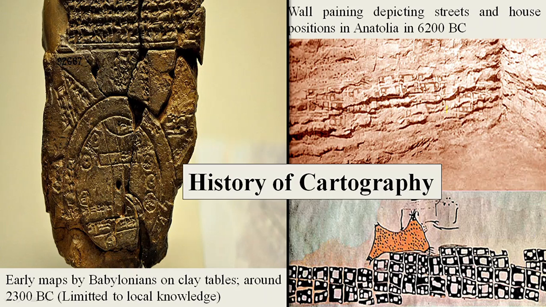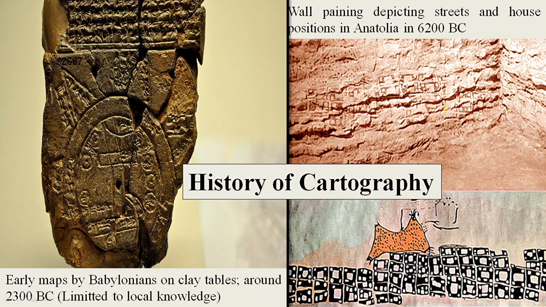So the first existence of a map dates back to 6200 BC. It was in Anatolia. Now, Anatolia is present day Turkey. It was the Western Asian peninsula in ancient times. Now, we have here one picture that is there in the Anatolian Civilization Museum of Ankara. Ankara is a city in Turkey, and there you will find this painting that is depicting the streets and house positions. So, houses and streets are shown on a wall. Okay, so it's a wall painting.